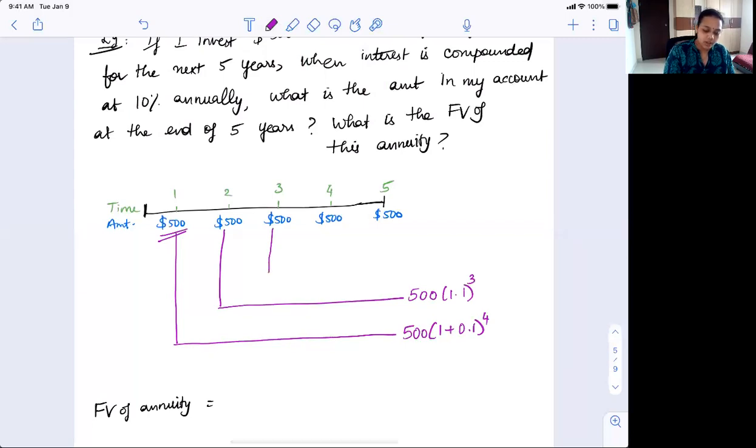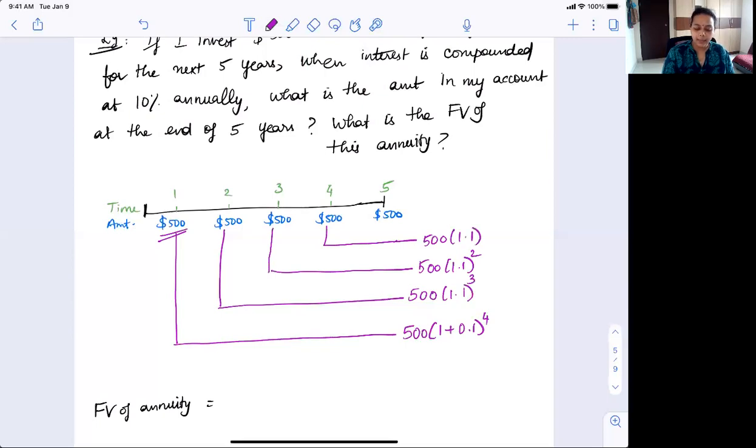Similarly, the third installment is going to sit in the account for 2 years, so it will grow to 500 times 1.1 squared. The fourth installment will sit for just 1 year and will grow from 500 to 500 times 1.1. The final installment, made at the end of the 5th period, is made at the time when the annuity itself is ending, so it's not going to stay in the account long enough to grow. The 5th installment at the end of the 5th year is just equal to the actual value of the installment, which is 500.